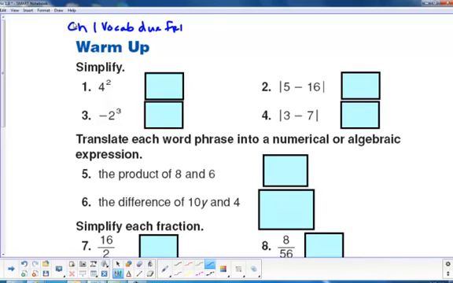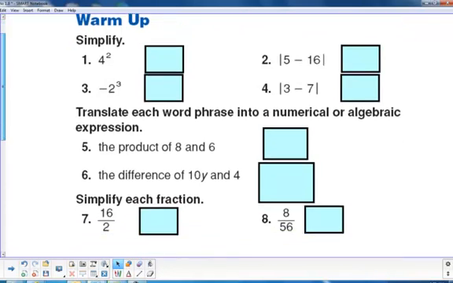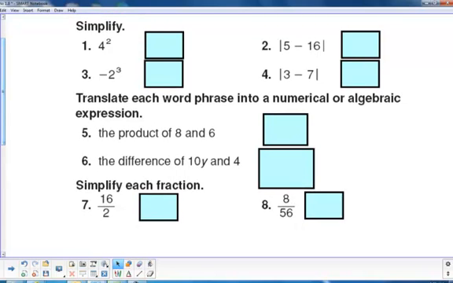And if you're feeling extra ambitious, you could work on page 63. That's problems 53 to 89, every other odd. And again, you should not need a calculator. So go ahead and take about 5 or 10 minutes and do all these problems on this page, 1 through 8. Go ahead and hit pause. I'm going to start going through the answers in 1 second.